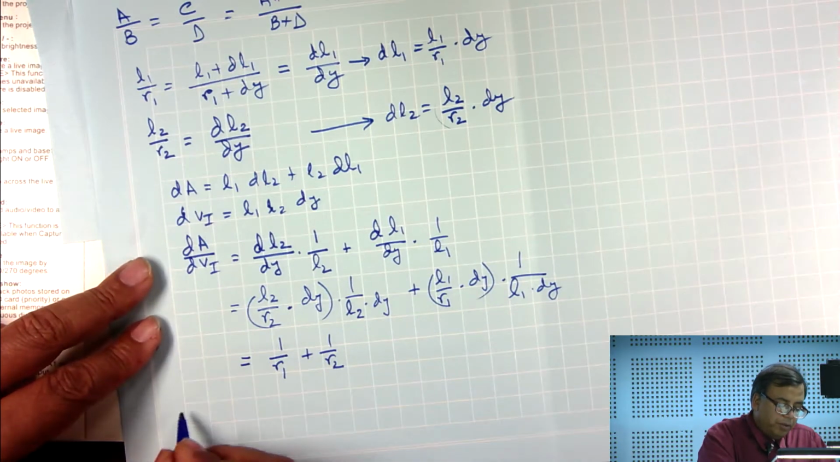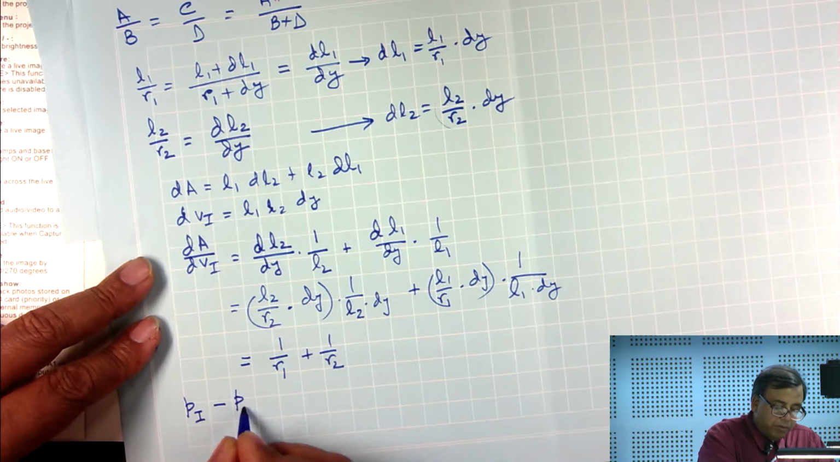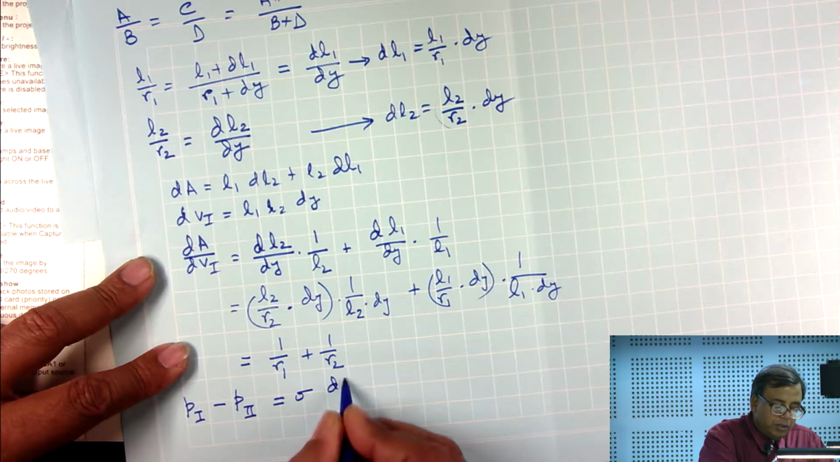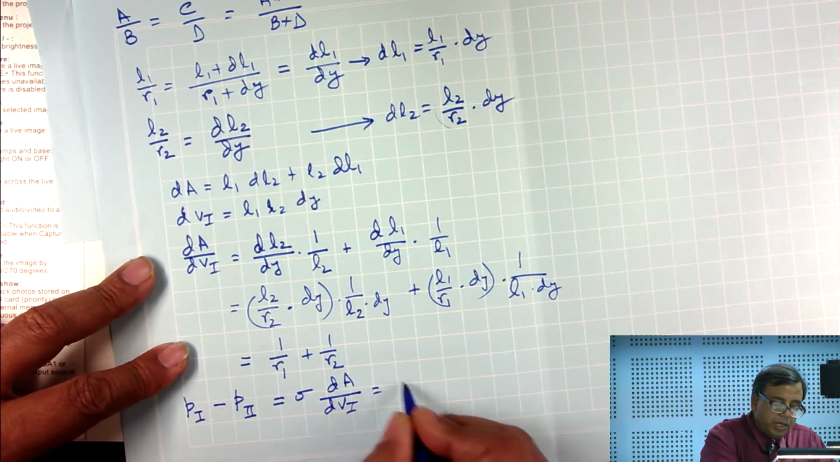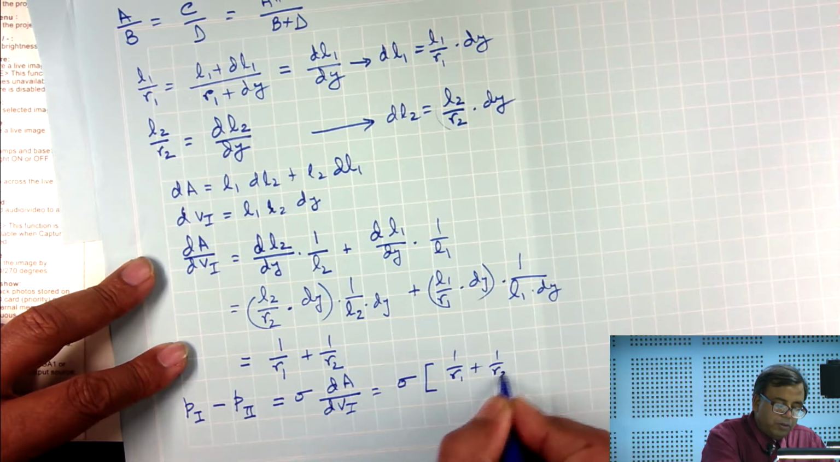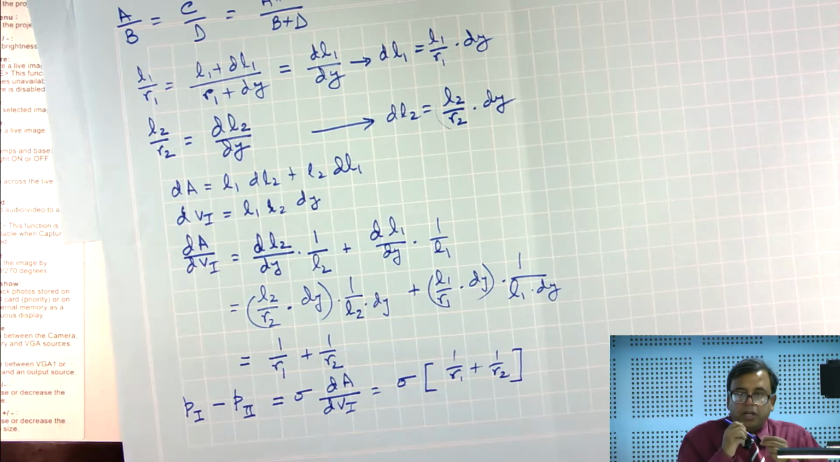So, therefore, your P1 minus P2 is equal to sigma times dA divided by dV1, and that is equal to sigma times 1 by R1 plus 1 by R2. Okay. So, that is your Young-Laplace equation, but then the question is, what assumption did I make?